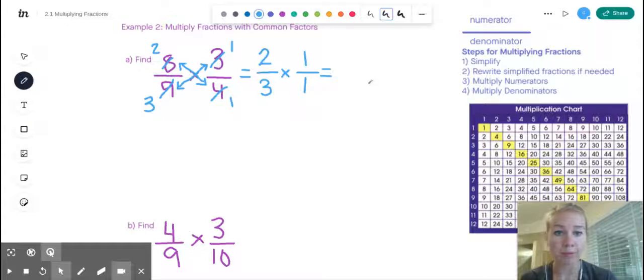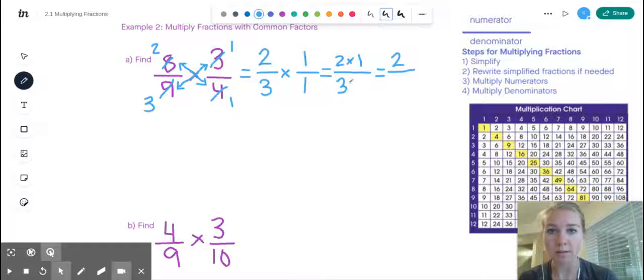Step 3, multiply the numerators. So now we're doing exactly what we did in example 1. Okay, so our numerators are 2 times 1. We have anything times a 1, so 2 times 1 is 2. And then on the bottom, we have 3 times 1. Those are our denominators, the numbers on the bottom, denominators. And 3 times 1 is 3. And that's it. We're done with that one. Our answer is 2/3.